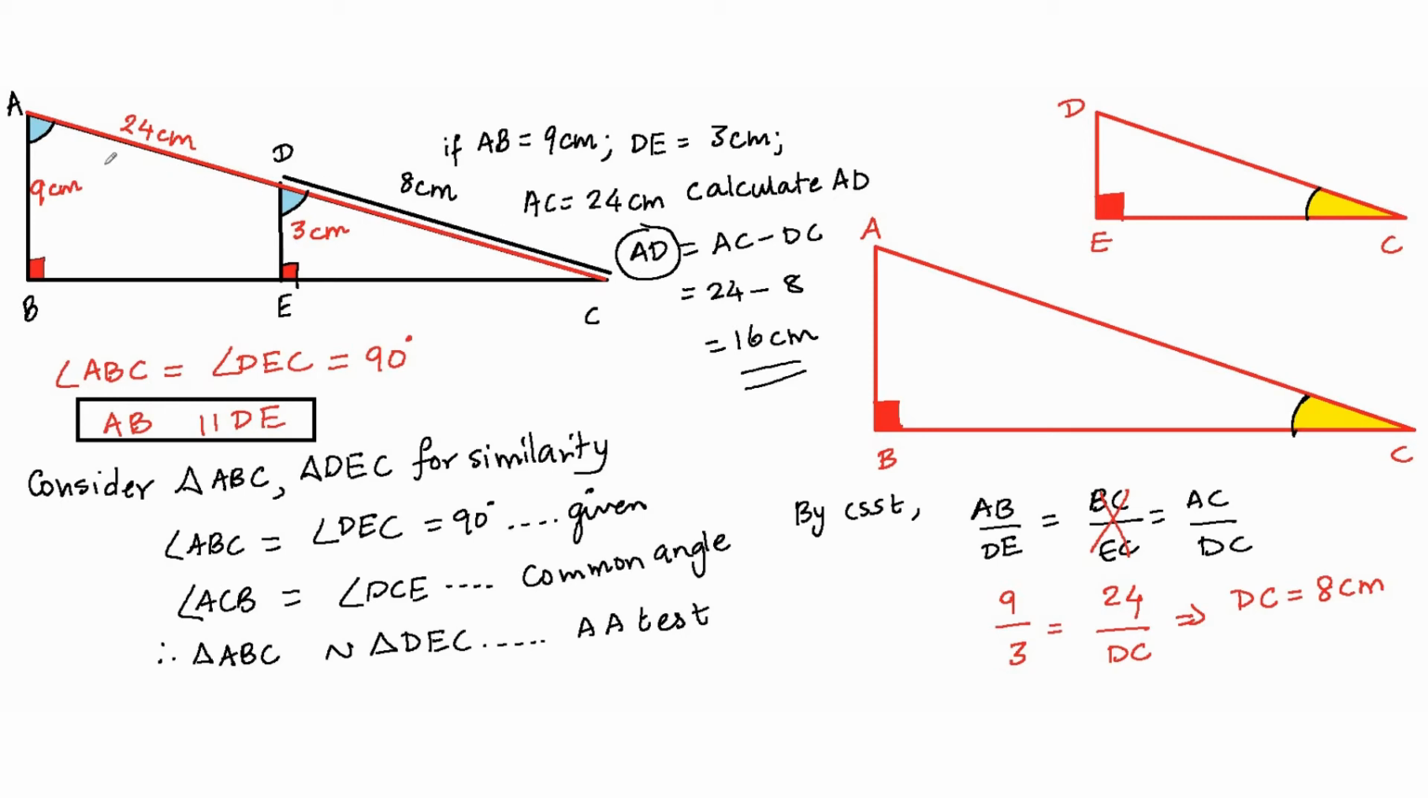So I first showed that ABC and DEC were similar triangles, and then by CSST I was able to find the length of DC first, and after I found the length of DC, I found the length of AD, right? So this is how I went about this particular question. Let me again pause for a minute so that you can take a look at the solution, and then we will continue.